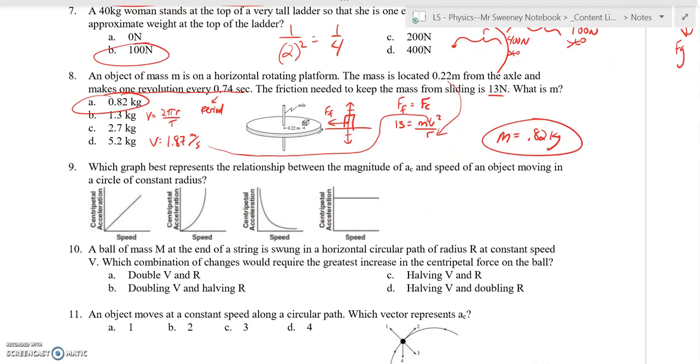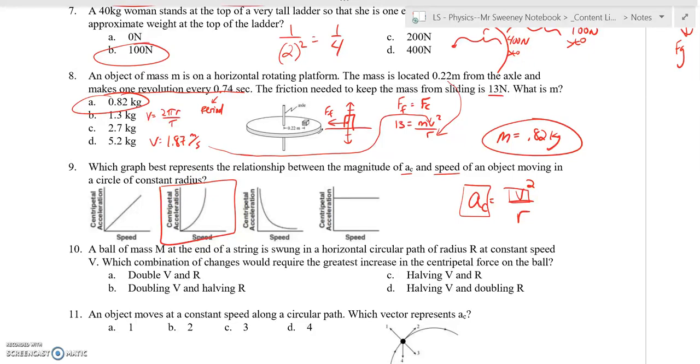Number 9, which graph represents a relationship between the magnitude of the acceleration and speed of an object moving in a circle with constant radius? So we already know that centripetal acceleration is v squared over r. So the relationship between a and v is a direct square. Direct square relationship, second choice.